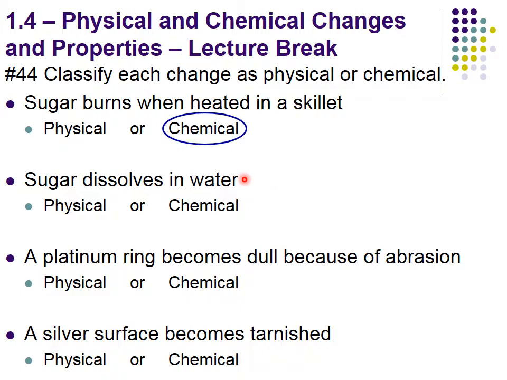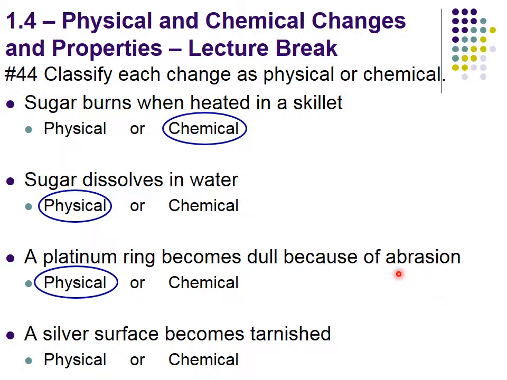Sugar dissolved in water. Now, if we want to get that sugar back, we could just boil away the water. So this is a physical change. A platinum ring becomes dull because of abrasion. If you own jewelry and you have a little polishing cloth, you know that all you have to do is clean your jewelry, especially platinum and silver, and it will become shiny again. And so this is a physical change. It's because metals are malleable, so you can change their shape and change what they look like, but not change what it is. Now the last one, a silver service becomes tarnished.